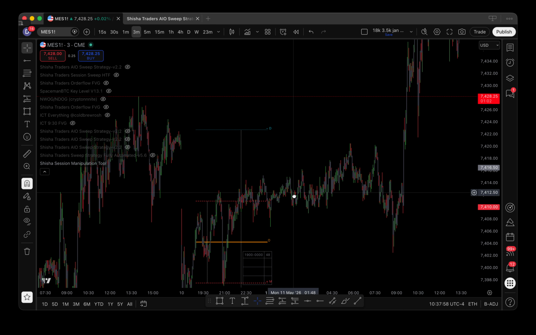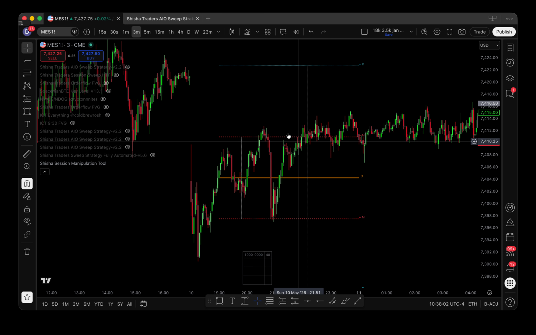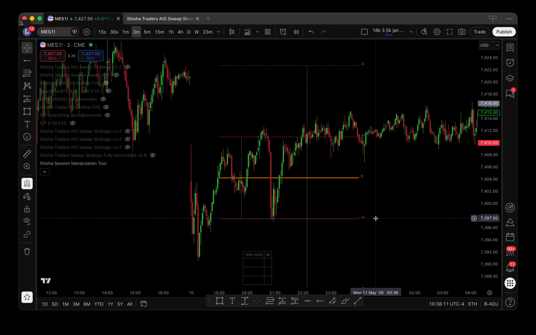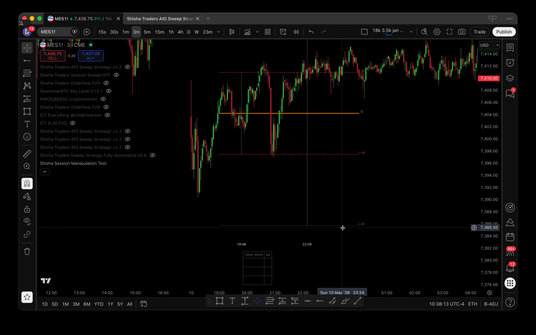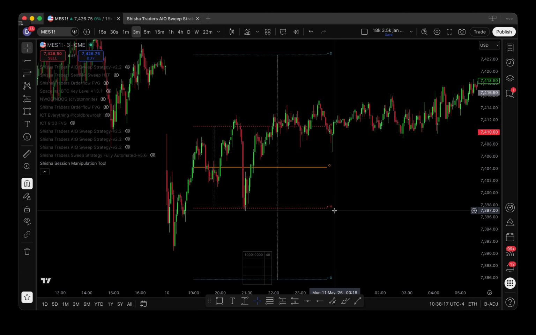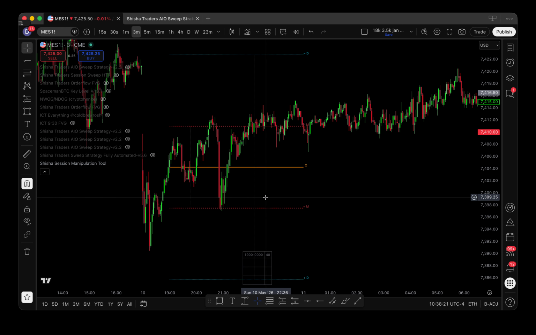So I can take a continuation trade there. We manipulated up, we got a Josh right there. Take the short, target manipulation, TP1, TP2, TP3. You would have hit TP1 and it would have reversed on you. But since the bias was bullish, of course it went down.